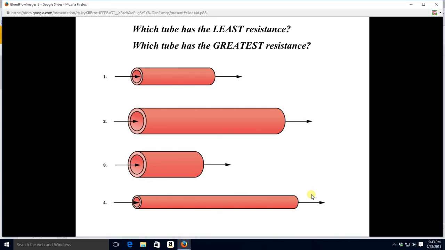All right, so another set of questions here. Which of these tubes would have the least? Which has the greatest resistance? Make sure you do these. Check your answers with me if need be.